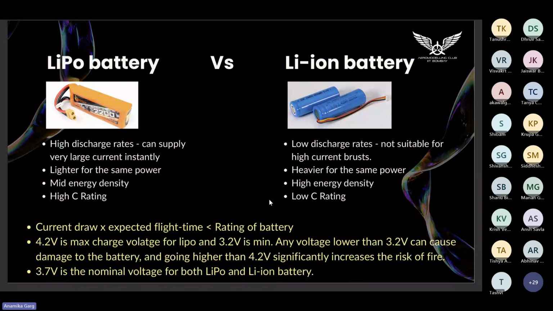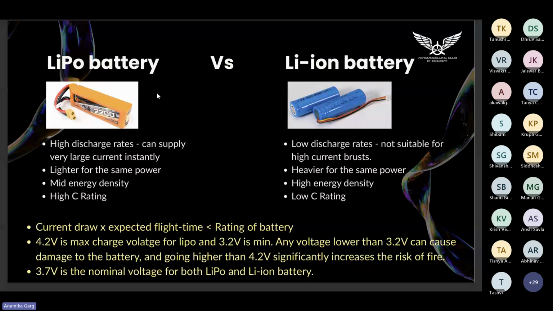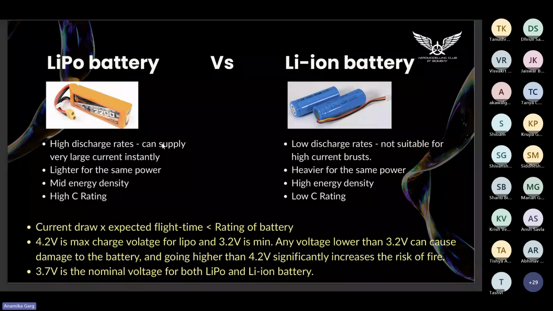Now, if you have chosen LiPo battery, when you're charging the LiPo battery, 4.2 volt is the maximum charge voltage and 3.2 volt is the minimum. So if the voltage is lower than 3.2, it will damage the battery. If it's more than 4.2, then there's a risk of fire. So you have to consider this. Also for both LiPo and Li-ion battery, 3.7 is the nominal voltage.